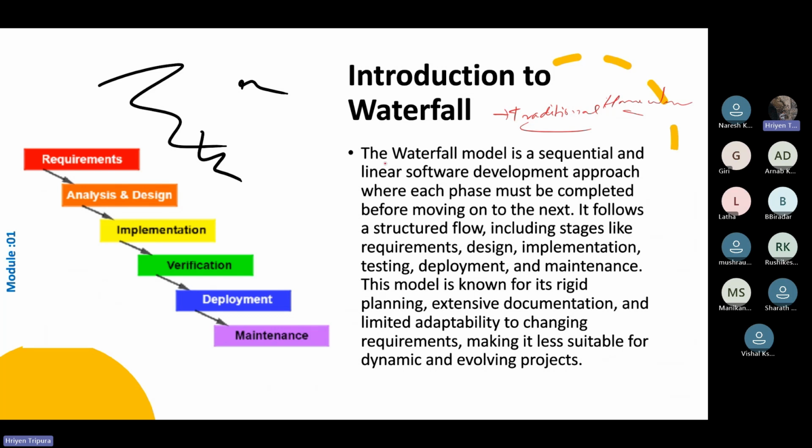So if you check the definition, you just need to understand this: the waterfall model is a sequential and linear software development approach where each phase must be completed before moving to the next. It follows a structured flow including stages like requirement, design, implementation, testing, deployment, and maintenance. This model is known for its rigid planning, extensive documentation, and limited adaptability to changing requirements, making it less suitable for dynamic and evolving projects.